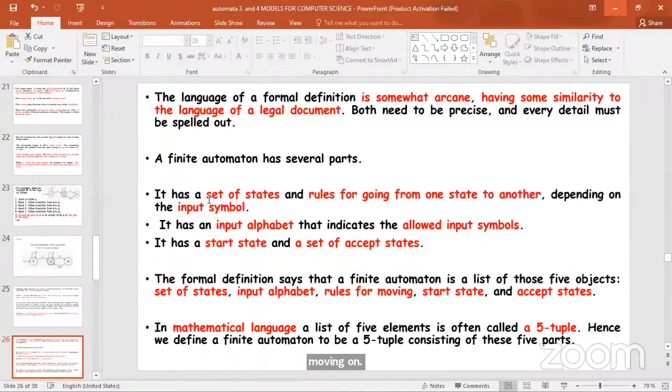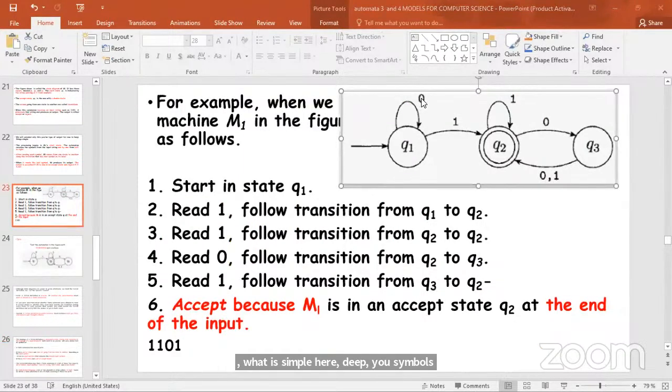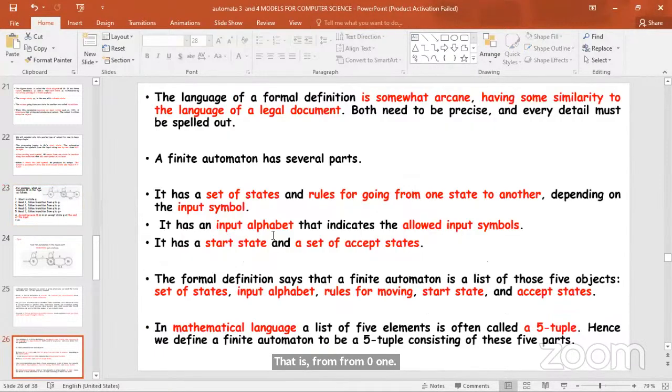So it has a set of states, and it has rules for going from one state to another, depending on the input symbol. So it has different rules for going from one state to another, depending on the input symbol. So for this diagram, what is the input symbol here? The input symbols are what? 0s and 1s. Is there any other input symbol that is different from 0s and 1s? No. So the input symbols for this are what? 0s and 1s.